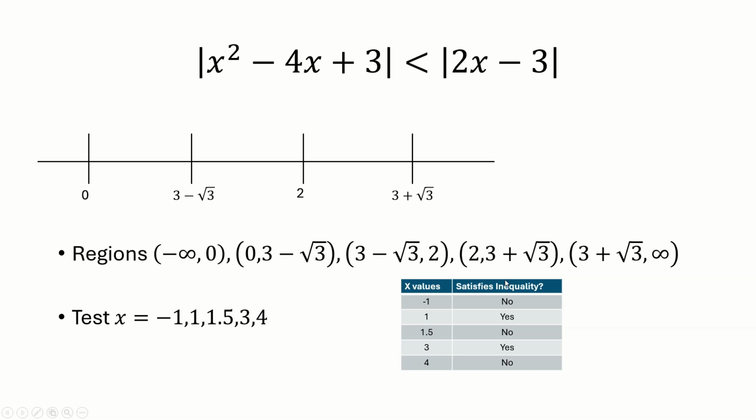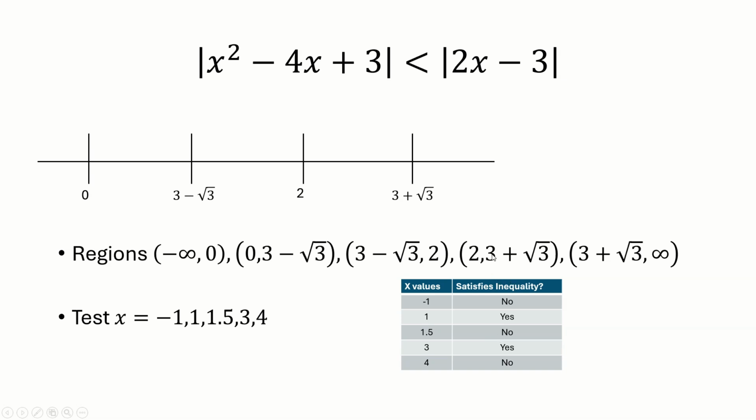So if we're going to look at the first region from negative infinity to 0, we can pick negative 1, plug in negative 1 back to the original inequality, and see if it works. It does not. Then we pick a number between 0 and 3 minus root 3. Let's say 1. Okay, that works. Pick a number between 3 minus root 3 and 2. Let's say 1.5. That doesn't work.